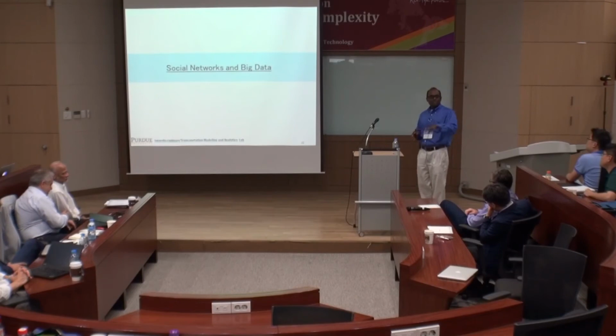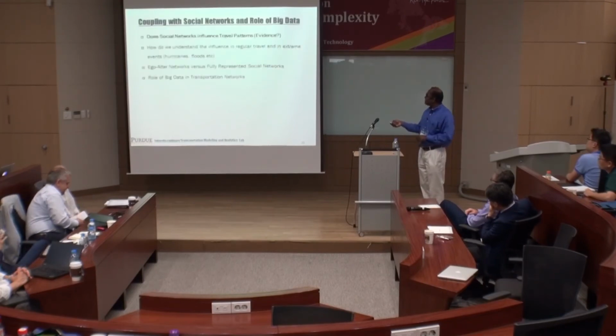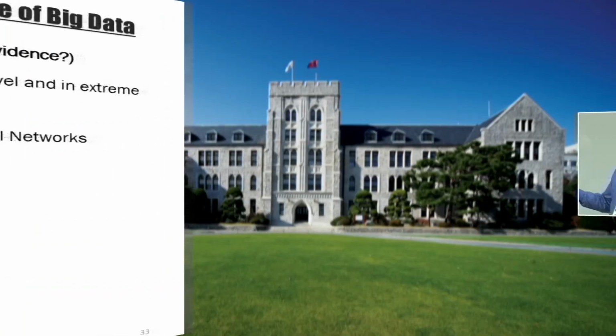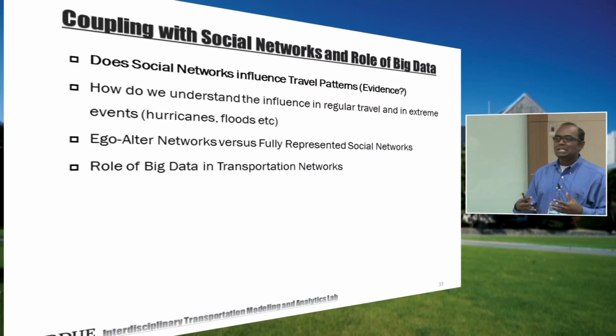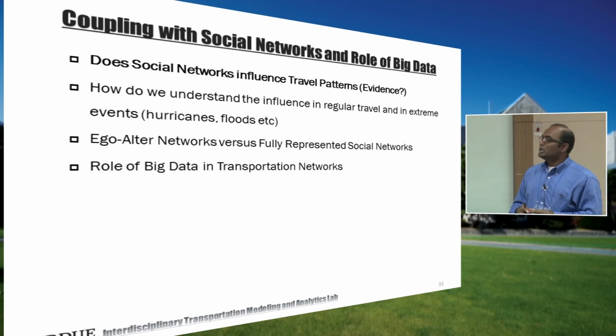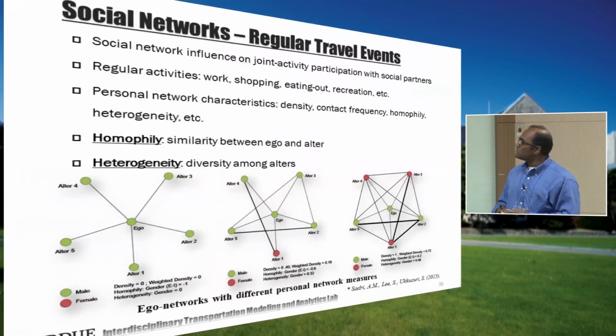So for example, in Hurricane Sandy, the first time the subway network was shut down, it directly had an impact on how people travel, right. So there are direct interdependencies between the transportation network and other networks. So we have couplings with social networks, and more recently we have been collecting data on social networks in transportation.